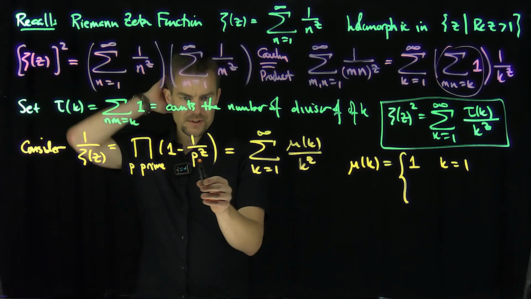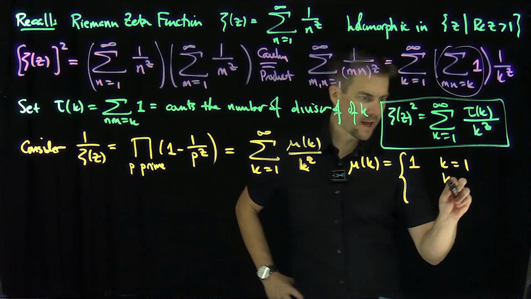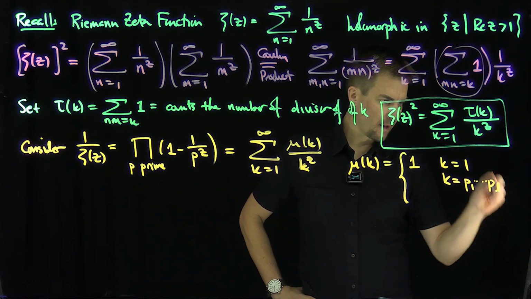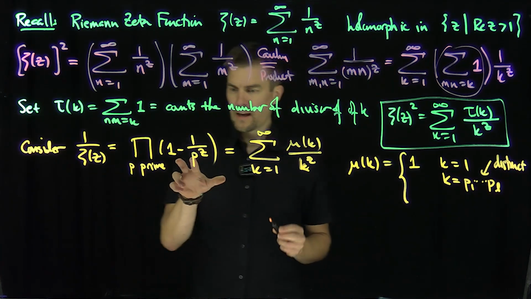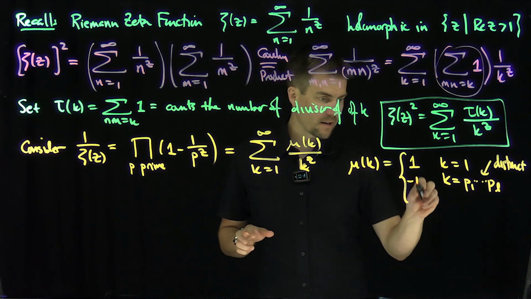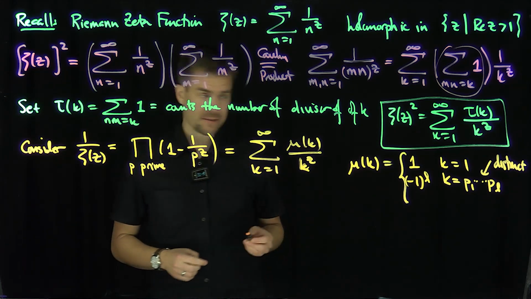And now if I have distinct primes, so if K is a product of distinct primes, P1 through PL, and these are distinct, I'm going to get (-1)^L, because I'll have L terms and I'll have L negative signs.